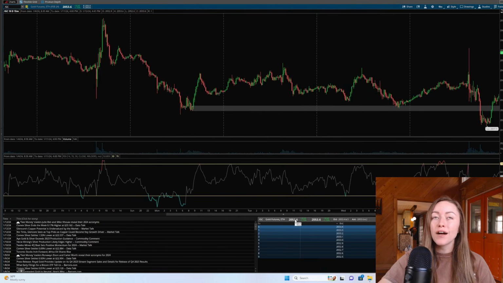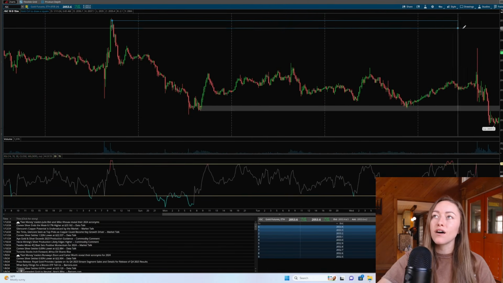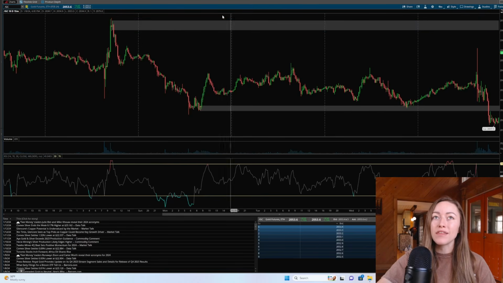And to draw this supply zone, we have to go back a little bit, and then you can see that right here is where we saw the car stall out. So we came really fast up into this zone. There were sell orders here. We got knocked back down very rapidly.